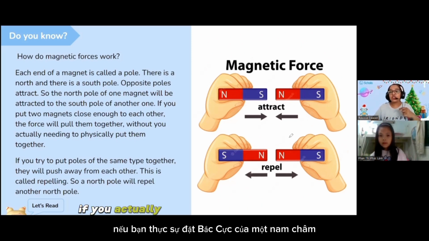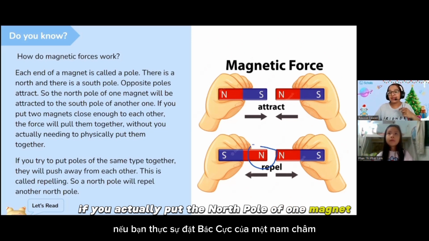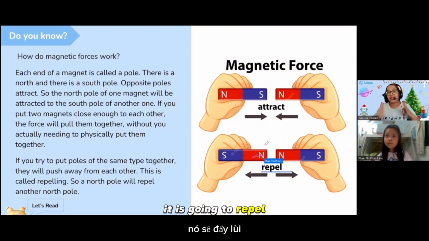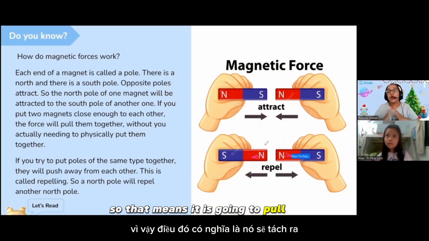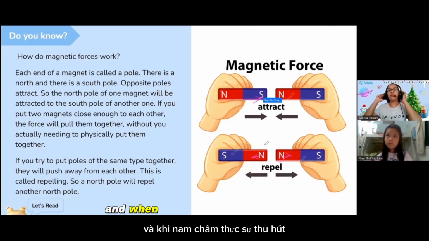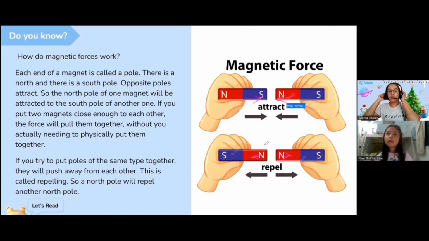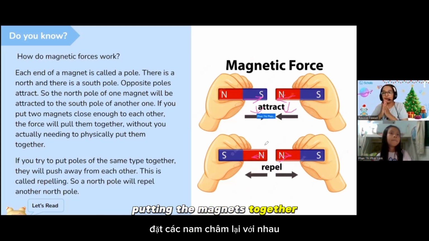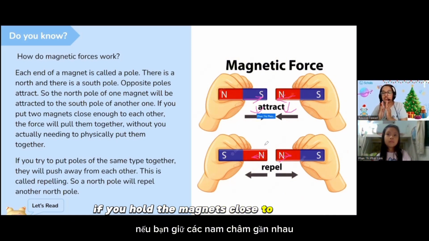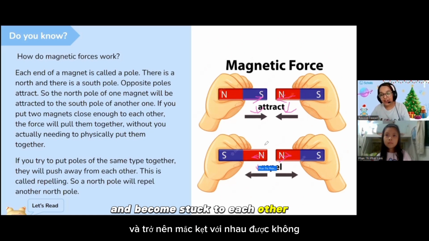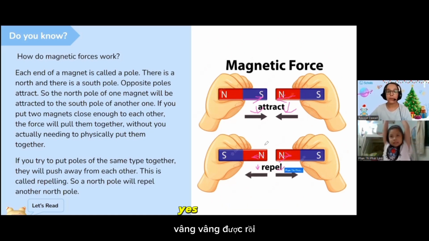However, if you actually put the north pole of one magnet to the north pole of the other magnet, it is going to repel. So that means it is going to pull apart and pull away from each other. Okay? And when the magnets actually attract, you wouldn't need to put much force into putting the magnets together. If you hold the magnets close to each other, they will automatically pull and become stuck to each other. Okay, does that make sense? Yes.